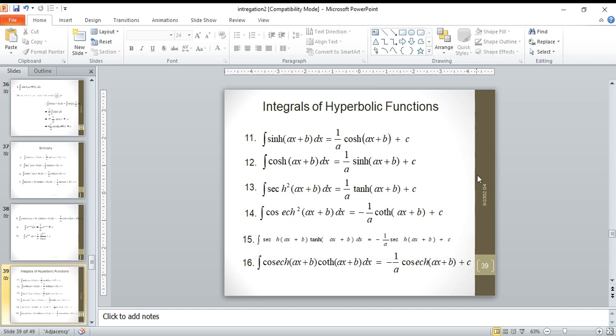Integration of sech of ax plus b tanh ax plus b dx. Since integration of sec x into tan x is sec x, here it is minus sech ax plus b by a. Then cosech ax plus b into coth of ax plus b equals minus cosech of ax plus b by a.